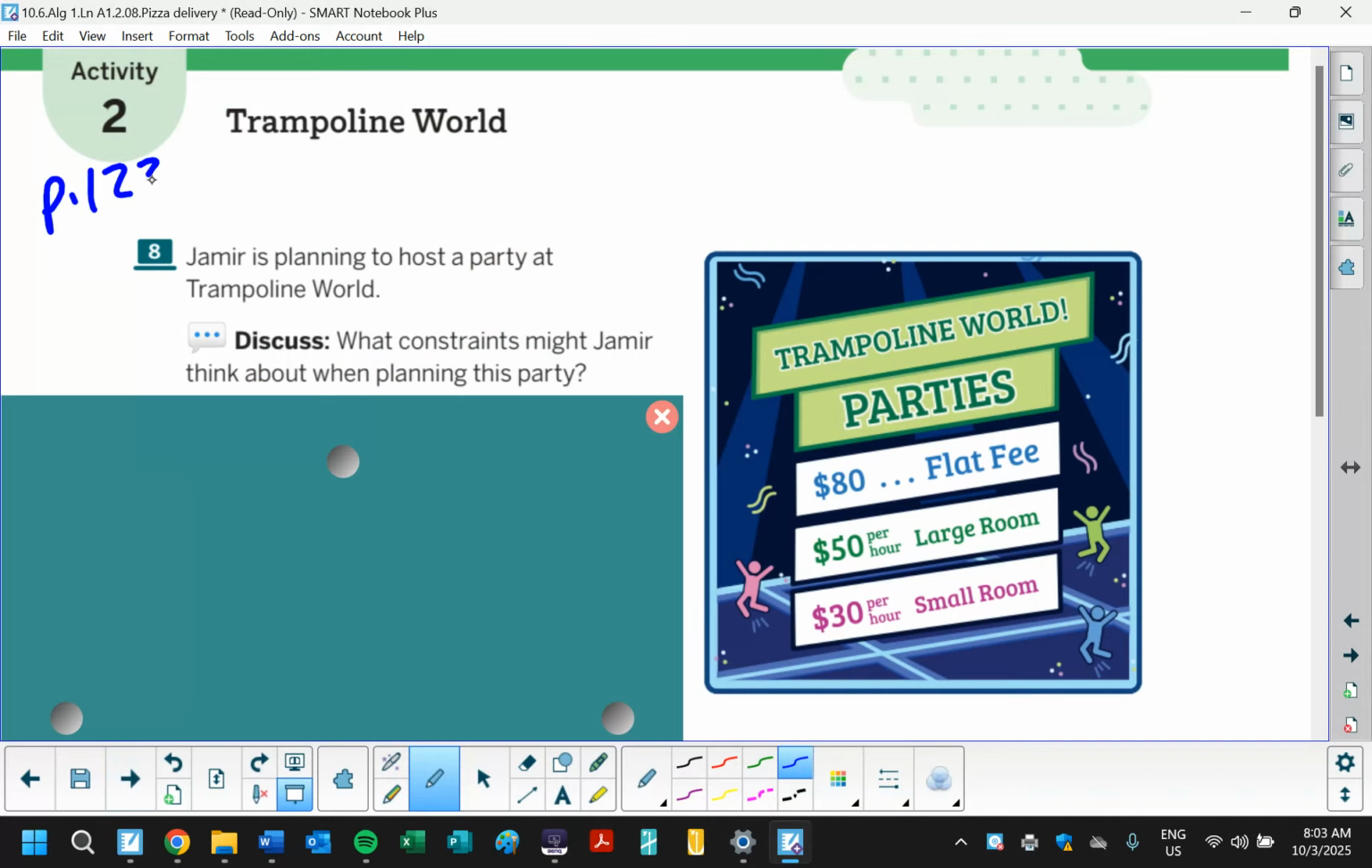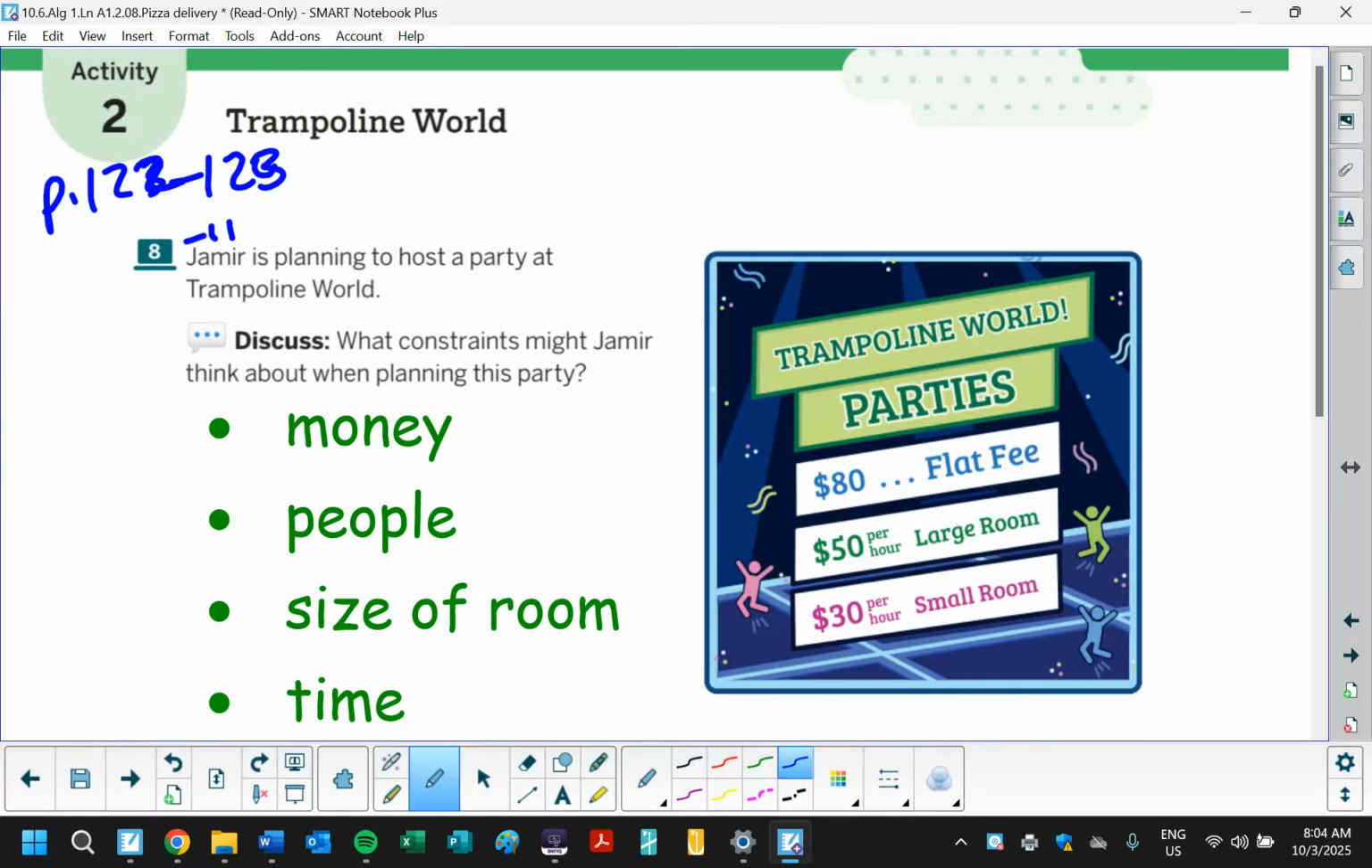So go ahead, take a moment. On pages 122 to 123, dig into problems 8 through 11. Come back when you're ready. All right, so you should have worked on numbers 8 through 11.